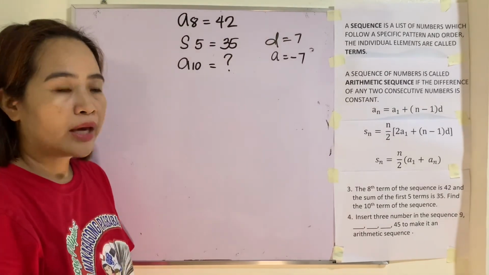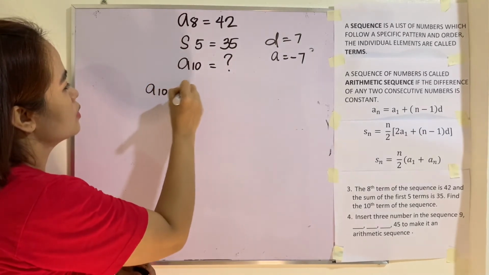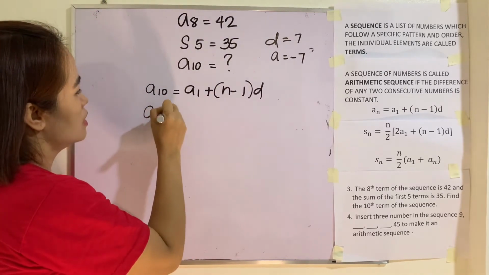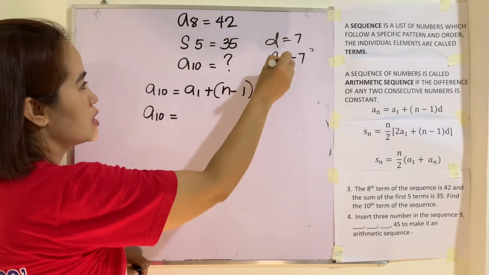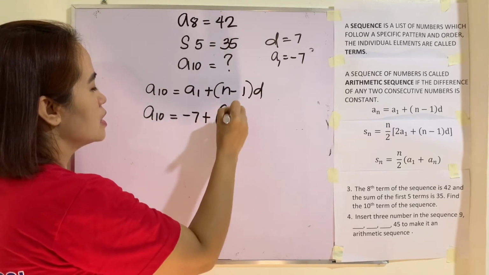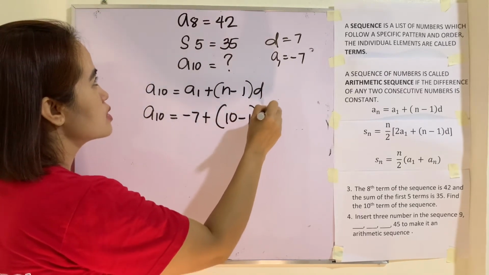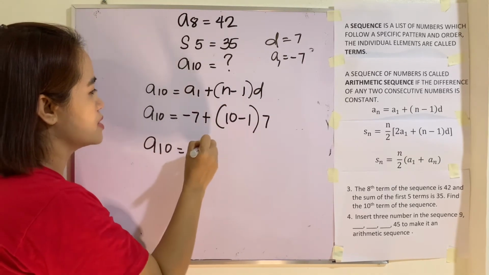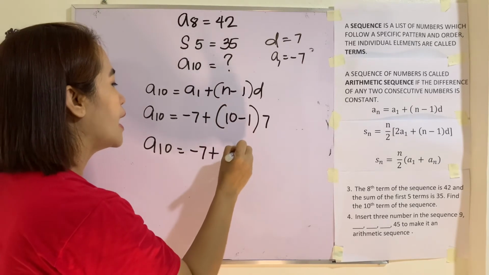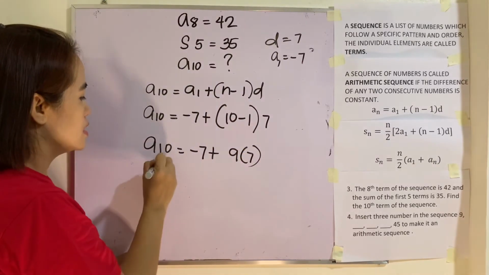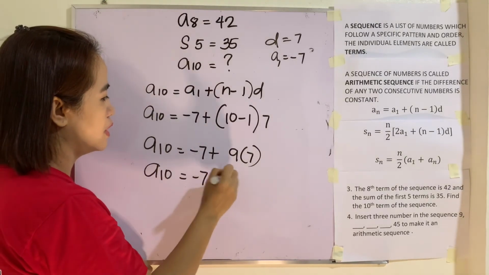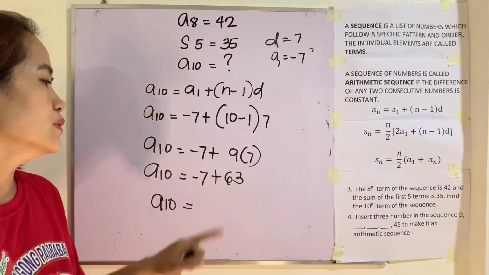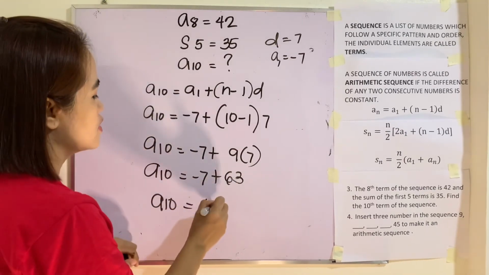Okay. Solving for A sub 10 now, we have A sub 10 is equal to A sub 1 plus n minus 1 D. A sub 10 is equal to A sub 1, negative 7 plus 10 minus 1 times 7. Okay. So A sub 10 is equal to negative 7 plus 9 times 7. So A sub 10 is equal to negative 7 plus 63. And of course, our A sub 10 here is equivalent to 56.